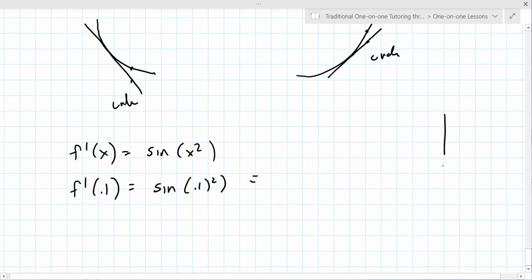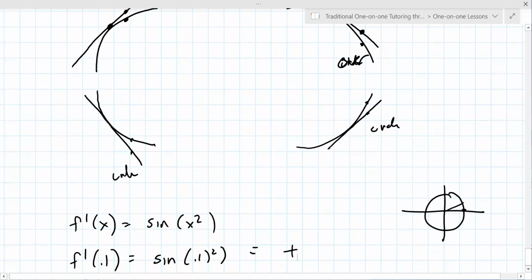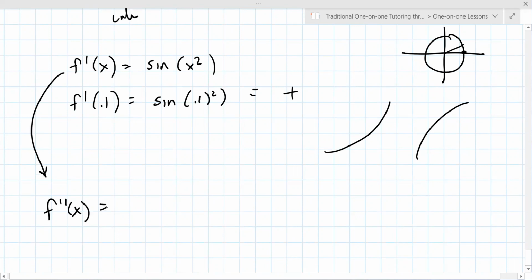On your unit circle again, that's over here in the first quadrant. 0.1 is somewhere in there, roughly. So that's positive, which tells us that it's increasing. So it's either this graph or this graph. Now we've got to find the second derivative to figure out the concavity, because this is concave up.